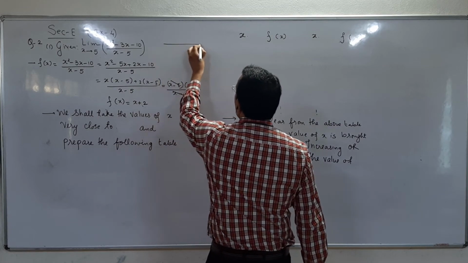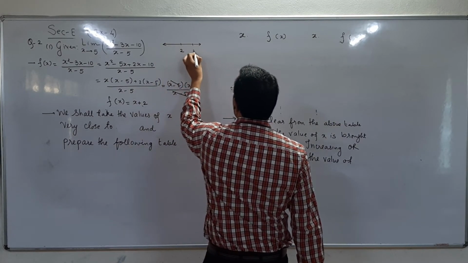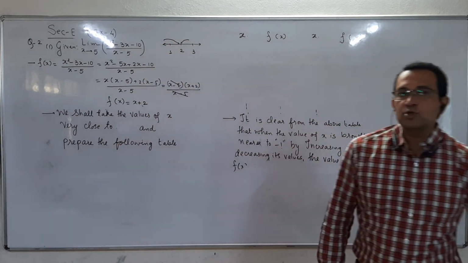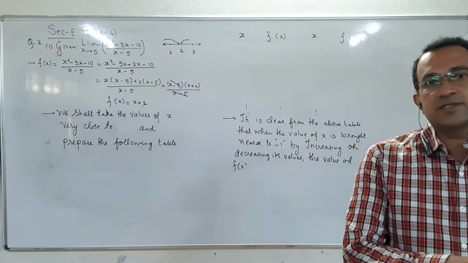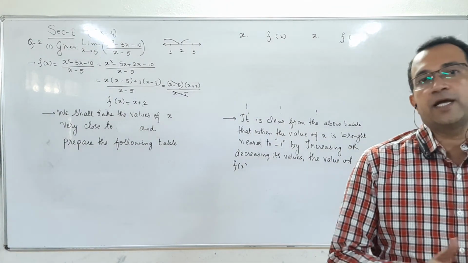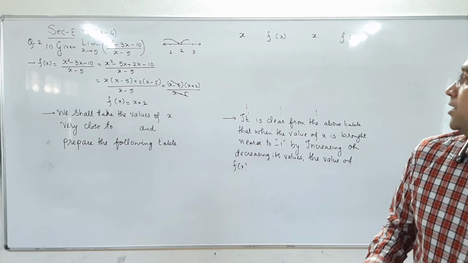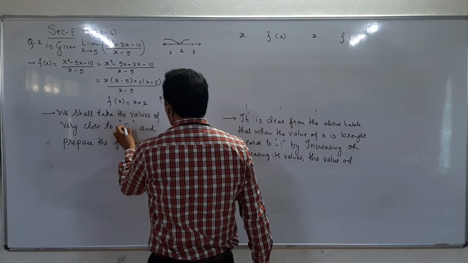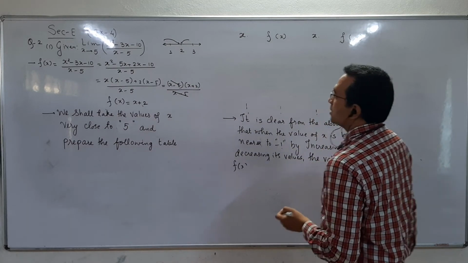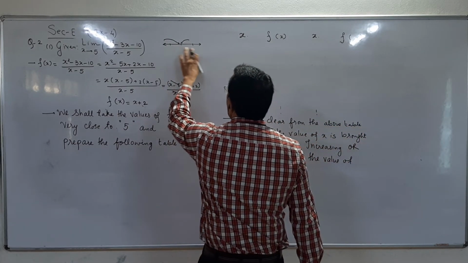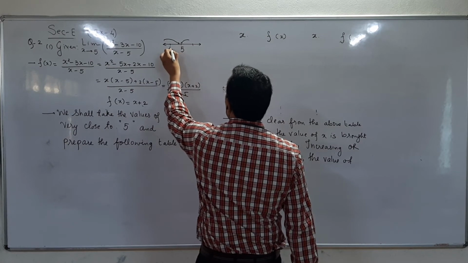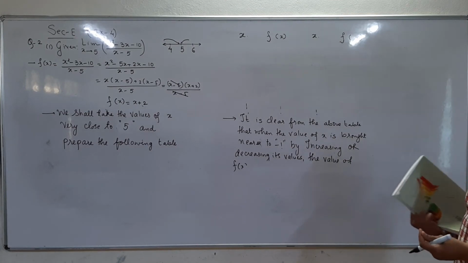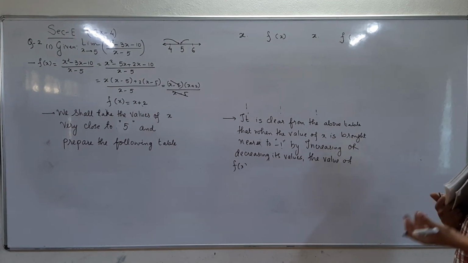Very simple. Draw the number line. 2, right hand side is 3, left hand side is 1. We can approach 2, students, from 2 sides, either from the left hand side or from the right hand side. Now, we shall take the values of x very close to 5 in the following table. Sorry, students, here it is 5, by mistake I wrote 2. So this will be 4, this will be 6. So we can approach 5 from 2 sides, either from the left side or from the right side.